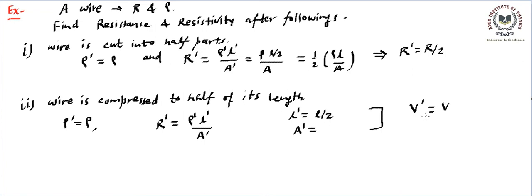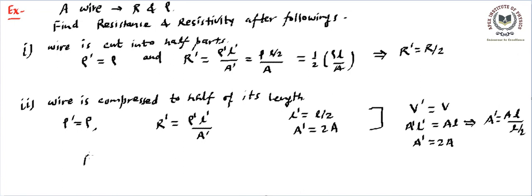So V for volume. Final volume is equal to initial volume. We know for a cylindrical wire, volume will be written as AL. So A dash L dash is going to be equal to A into L. Now from here we will be able to find the value of A dash. It's going to be A L divided by L dash, which is L by 2. Then you will realize this new area is going to be twice the original area. So area will change. In fact, you will find area will get doubled. So area will become 2A.